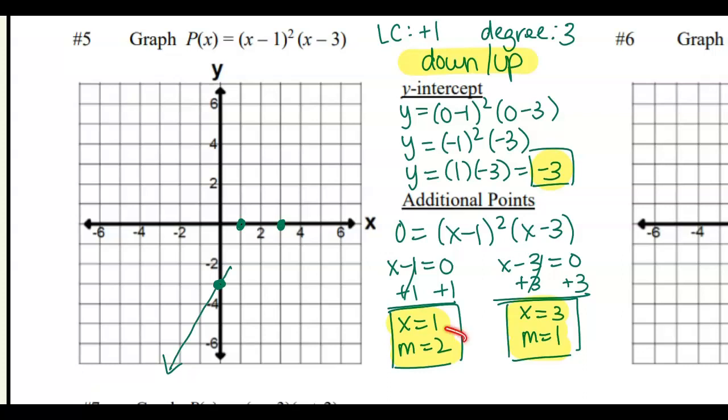At 1, it's going to have a multiplicity of 2. Multiplicities of 2 bounce off of the x-axis. So let me graph this up. It's going to bounce off of the x-axis. And then at 3, it's going to cross through it like a linear function. This is going to be your graph. So something similar to this will be your graph.